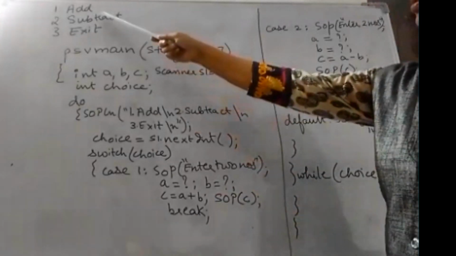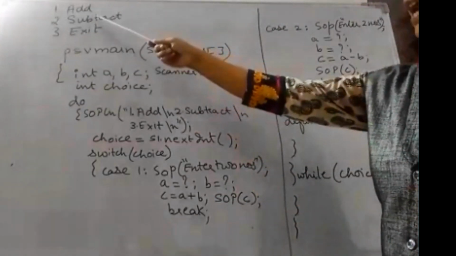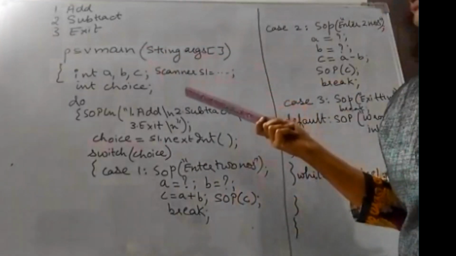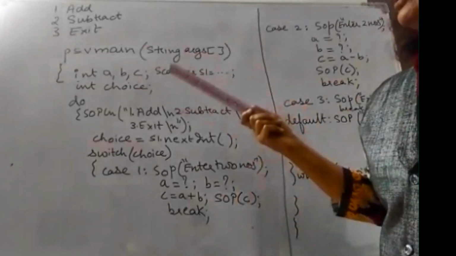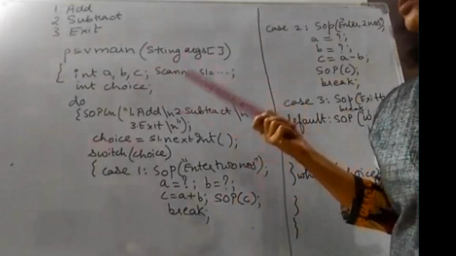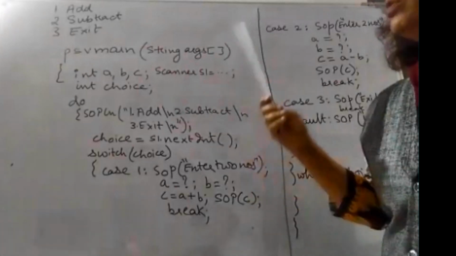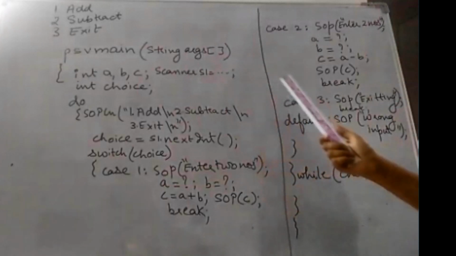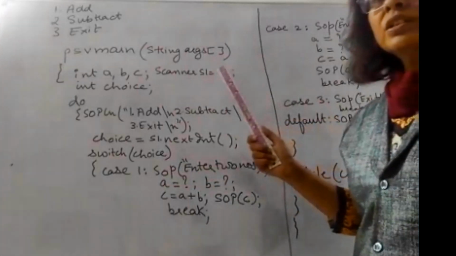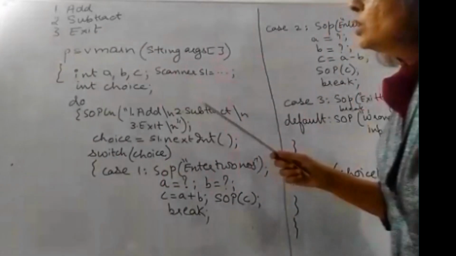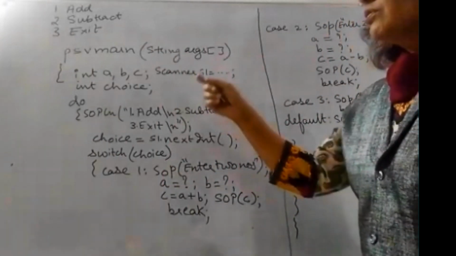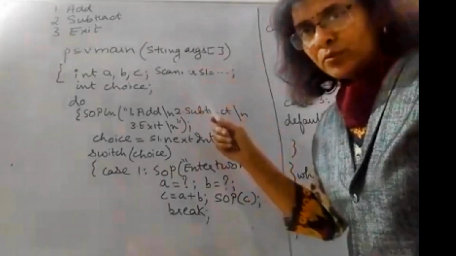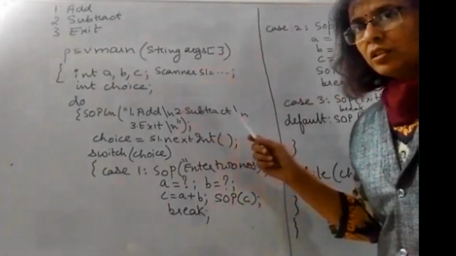These are the three options you are giving to the user: 1 dot add, 2 subtract, 3 exit. The user will enter the choice, and whatever choice he gives, according to that the operation would be performed. This you have already done using switch case, and this is a very simple program, but deliberately I have used this just in order to make the concept clear to you, right? So now, why have we chosen to use a do while loop in this case? Because we want that the menu options should be performed at least once.